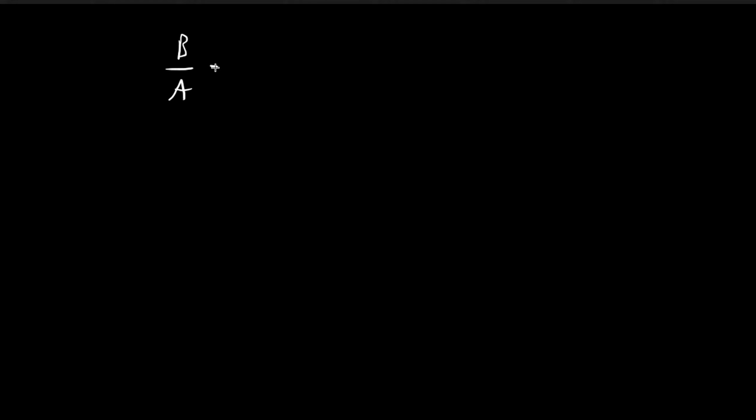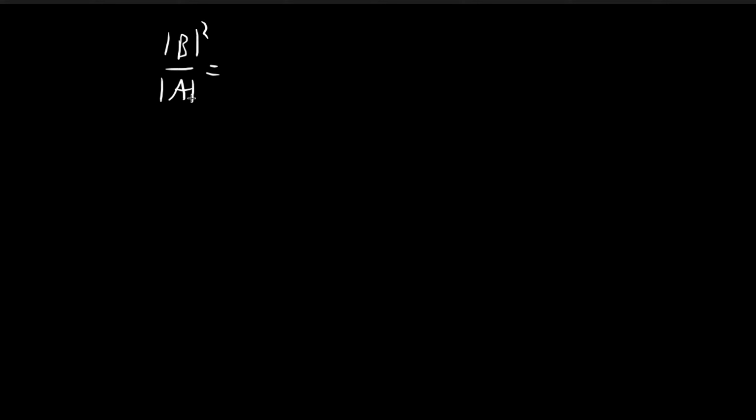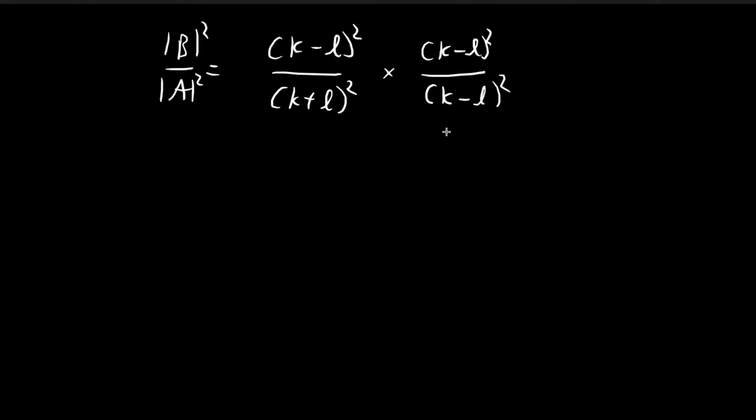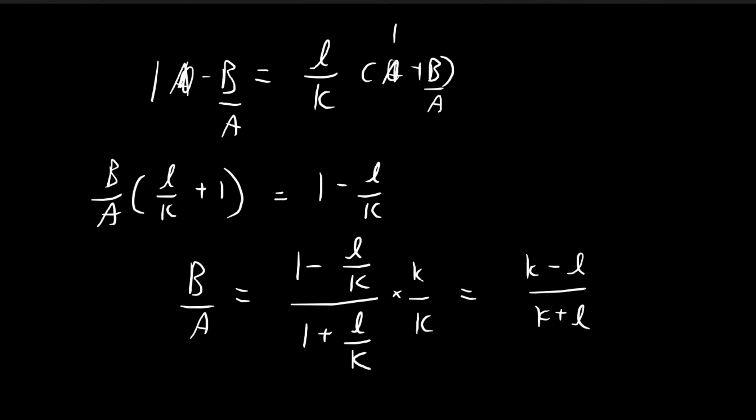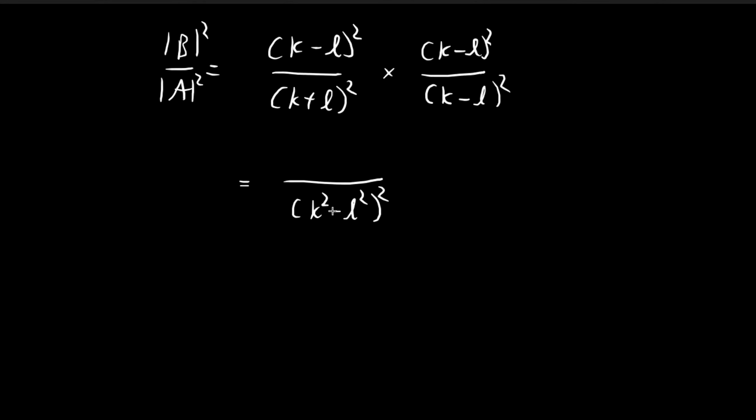So for b over a, I'm going to multiply the numerator and denominator by k, which would give me a slightly nicer looking expression. And then I'm going to take the absolute value square of both the numerator and denominator. Since all these terms are real, all we get is a plain old square. Then to simplify this a bit, I'm going to multiply the numerator and denominator by k minus l squared. The reason I'm doing this is because I want to have k squared minus l squared in the denominator. When we express everything in terms of E and V naught, k squared and l squared would look a bit better than k plus l.